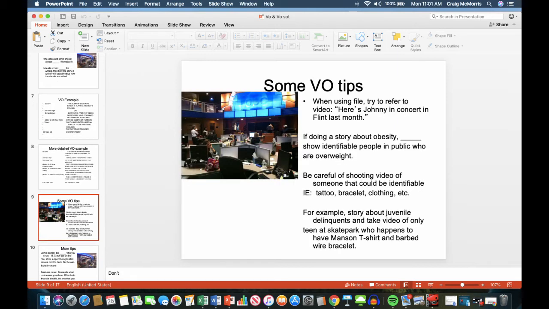Here are some VO tips for producers. When you're using file, try to refer to the video. Here's Johnny at a concert in Flint last month. If you're doing a story about obesity, don't show identifiable people in public who are overweight for your video. Be careful of shooting video of someone that could be identifiable, for example, a tattoo, a bracelet, or clothing, etc.